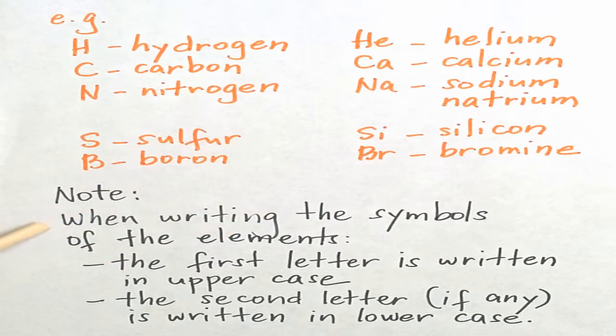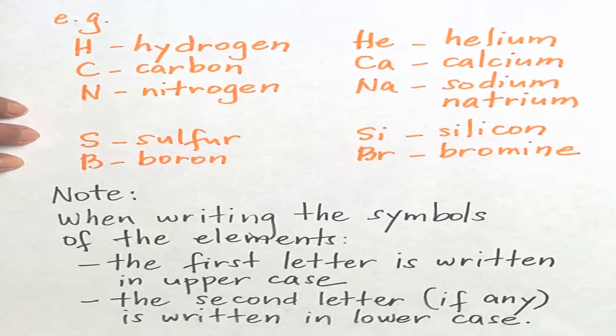Now note that when writing the symbols of the elements, the first letter is written in uppercase, the second letter, if any, is written in lowercase. Any other way of writing the symbol of the element will be wrong.